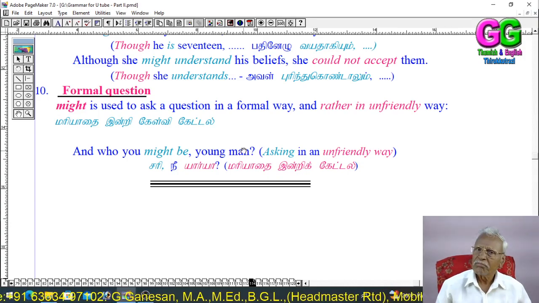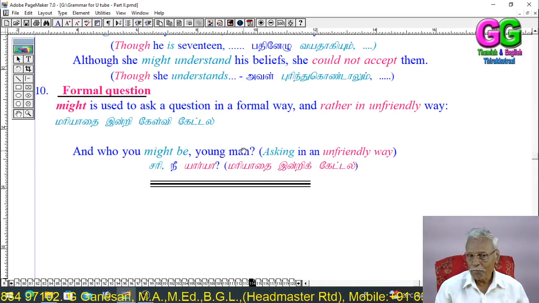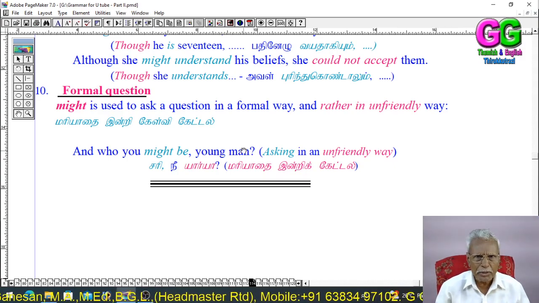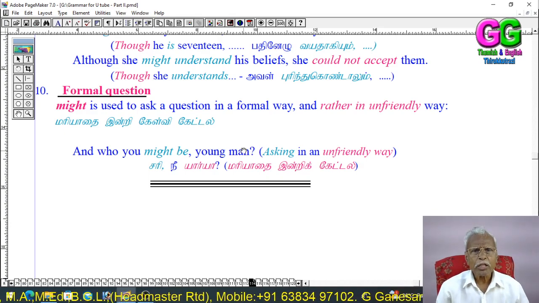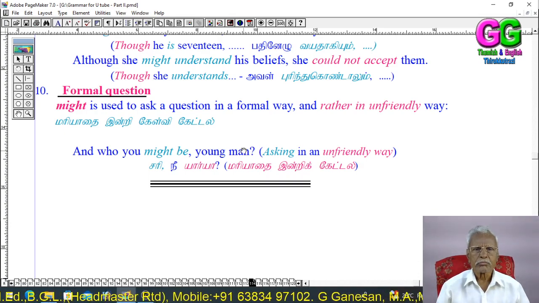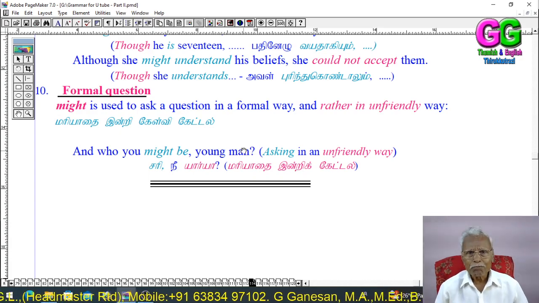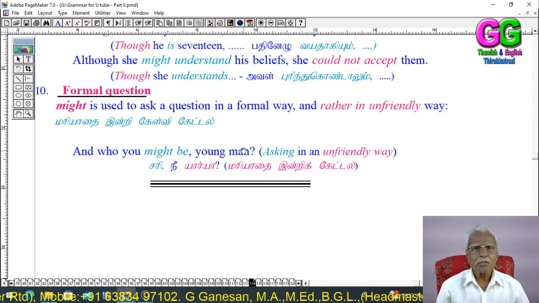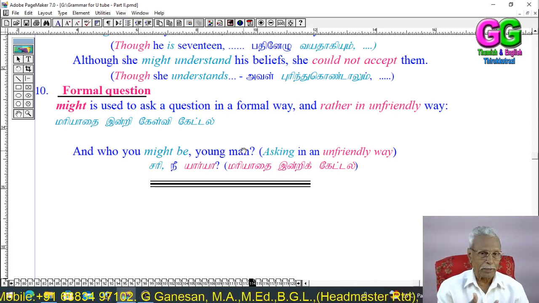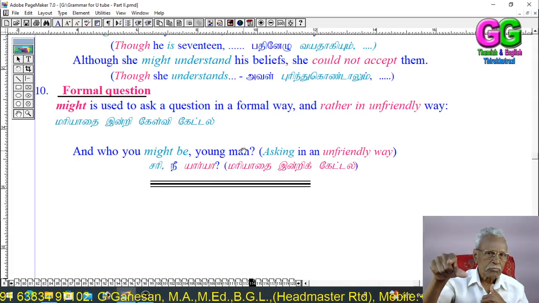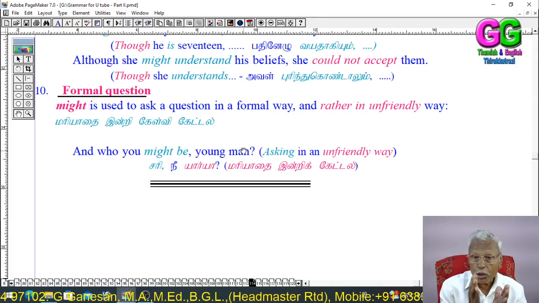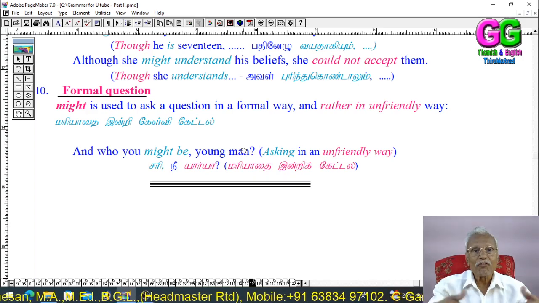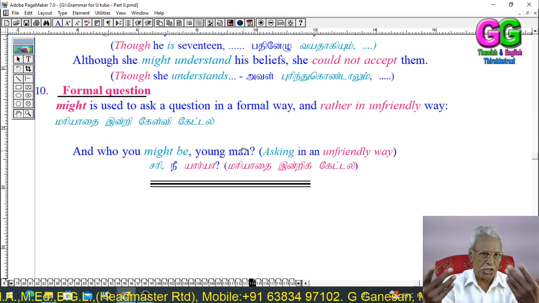Why are you here? So, like this, it is to say, "And who you might be?" Okay, who are you, young man? Who you might be, young man? That is in an unfriendly way. To ask in an unfriendly way, you can use might in the formal way to express unfriendly feelings, unfriendly intention.